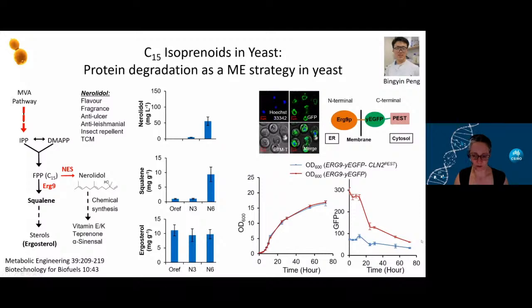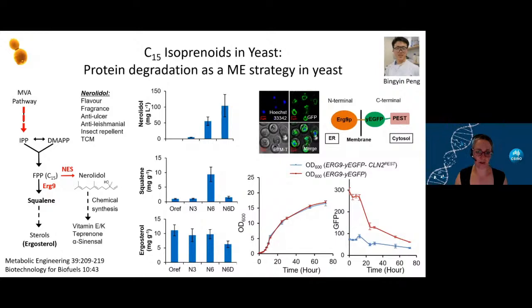And so he introduced that mutation to decrease ERG9 activity, and he doubled the amount of nerolidol that came out. The squalene levels dropped back to where they used to be, and even the ergosterol levels decreased a little bit. So the carbon was really being channeled through this pathway and into nerolidol production. This is a very classical metabolic engineering technique, but a new approach using protein degradation.